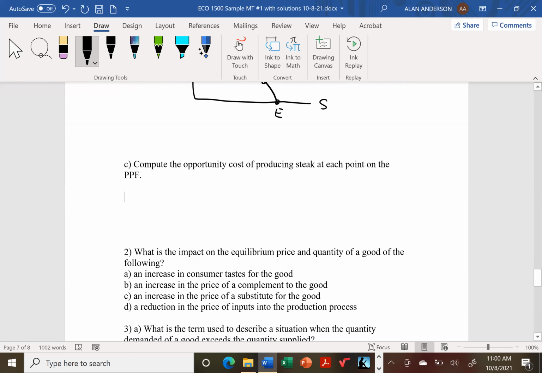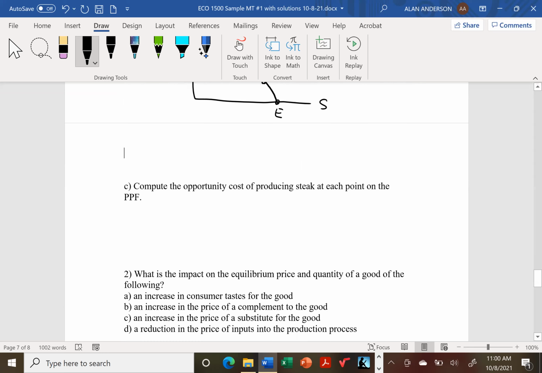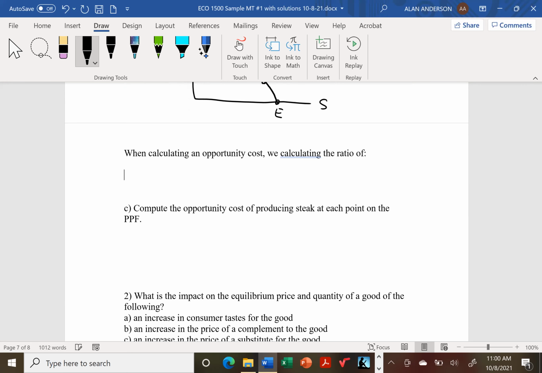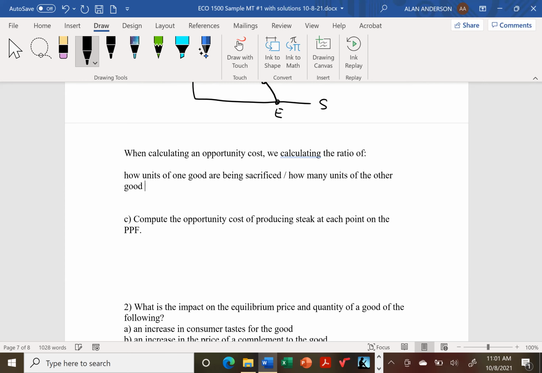I'll start by reminding you that when calculating an opportunity cost, we are calculating the ratio of how many units of one good are being sacrificed divided by how many units of the other good are being gained.